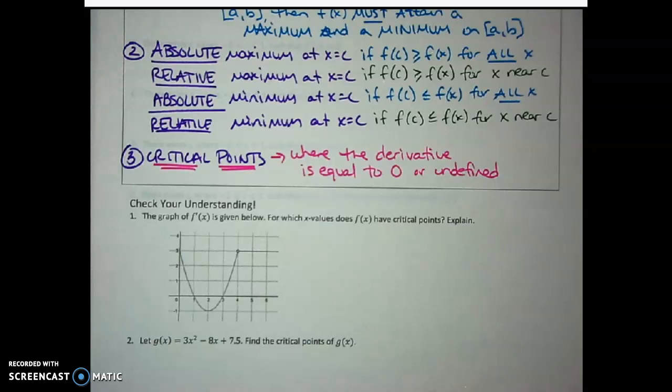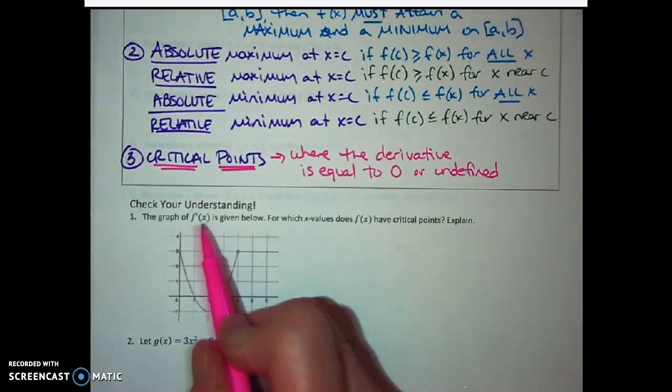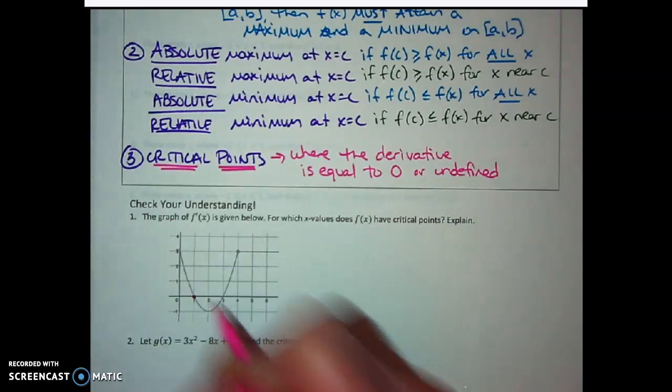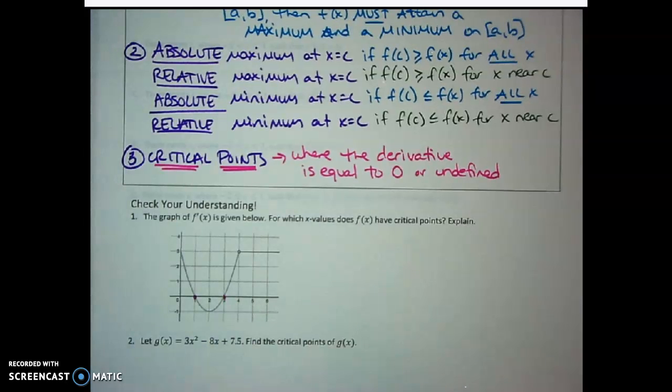So it has critical points where the derivative is equal to 0 or the derivative is undefined. So since this is the graph of the derivative, where is this derivative equal to 0? It is at x equals 1 and x equals 3. And where is this graph undefined?